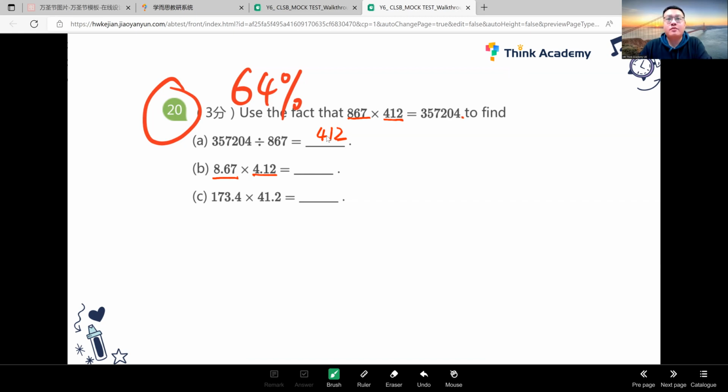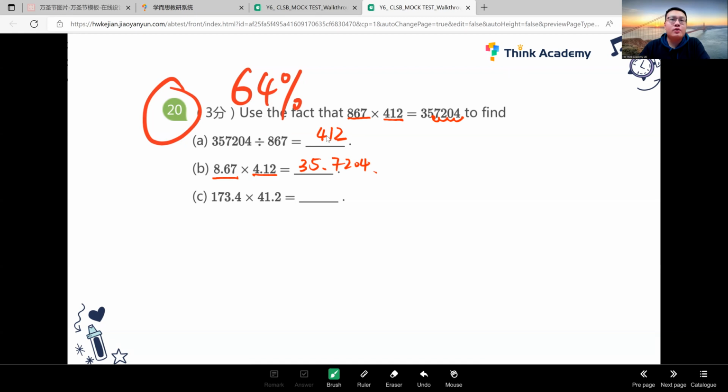So you have to move the decimal point left by 4 digits, 1, 2, 3, 4. You go to this place, the final answer will be 335.7204. That's it. Let's move on to the last one.